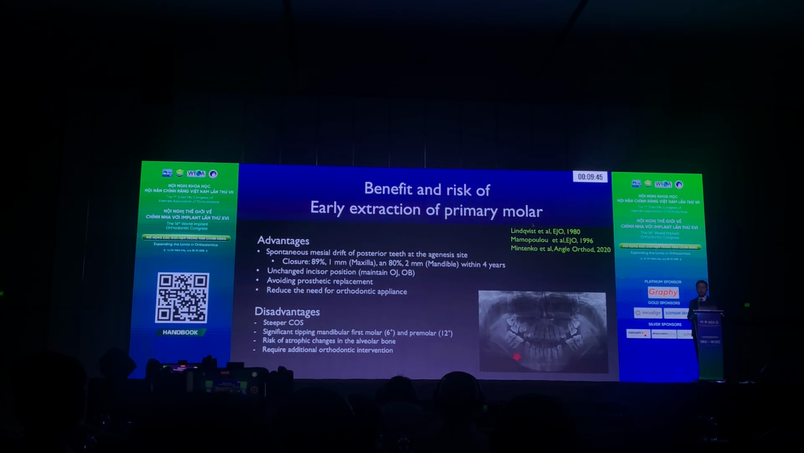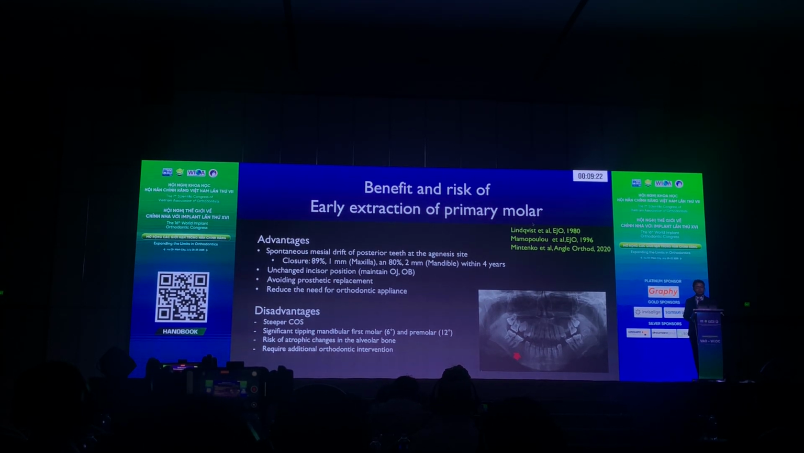And when you do early extraction of primary teeth, we have to know the advantages and disadvantages. First, space closure: most space closure happens within 4 years, in 80 to 90%. And the incisor position is unchanged in most cases by previous studies, which means it can reduce the need for orthodontic treatment. But there's a disadvantage. We worry about it causing a steeper curve of Spee. And they also show significant tipping of the mandibular first premolar, around 6 to 12 degrees, which means we require additional orthodontic treatment.